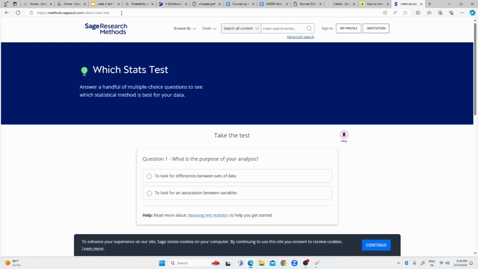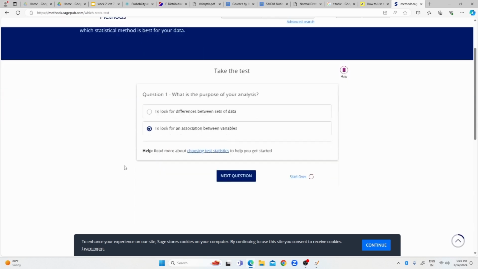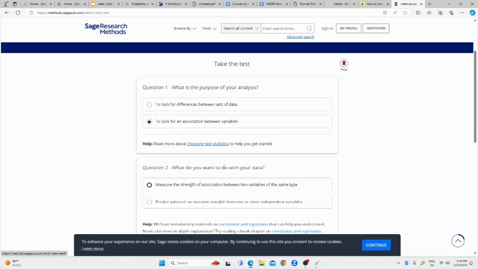Now, you might say, sir, there is no univariate. Yes, if there is univariate, why do you need statistics? You can do it yourself. We go to summary statistics in the software, and we will go there also. Now, let us say to look for association between two variables.